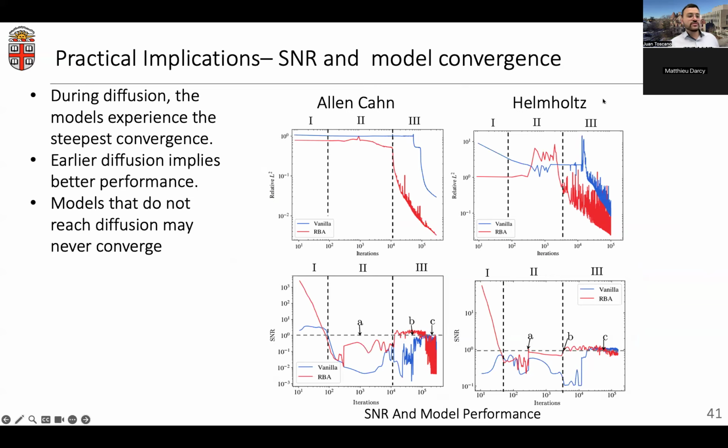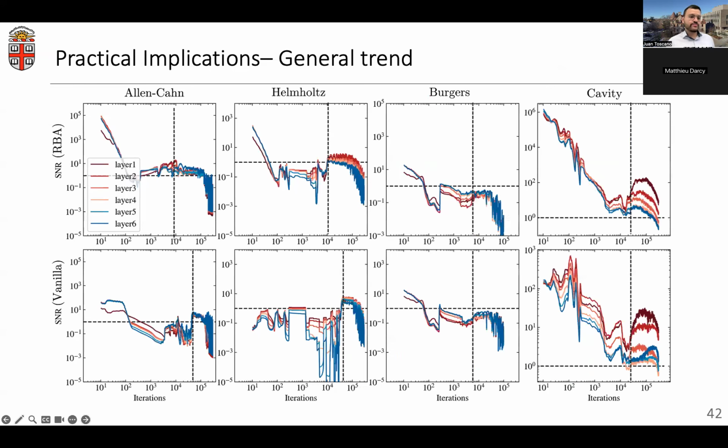And this is true for all the representation models. Here are two examples: Allen-Cahn and Helmholtz. And as I said, the earlier you go to this high SNR, the better the performance, because it means you reach the better agreement sooner. Earlier diffusion usually implies better performance. Also something interesting, and I'm not showing it here: there are models that will never learn, that get trapped in this transition stage, which means the model keeps in this exploration stage. They will never get into an agreement about the right direction to go. This is a general trend, and it is true for a lot of physics problems: Allen-Cahn, Helmholtz, Burgers, and cavity.